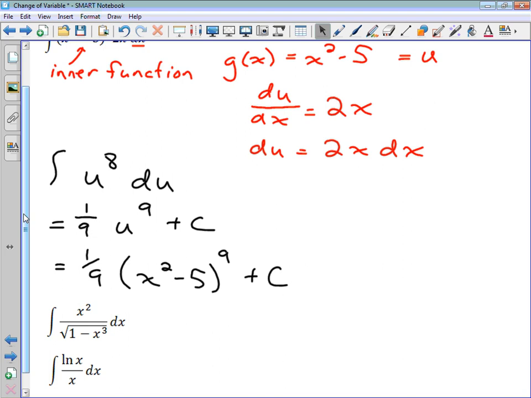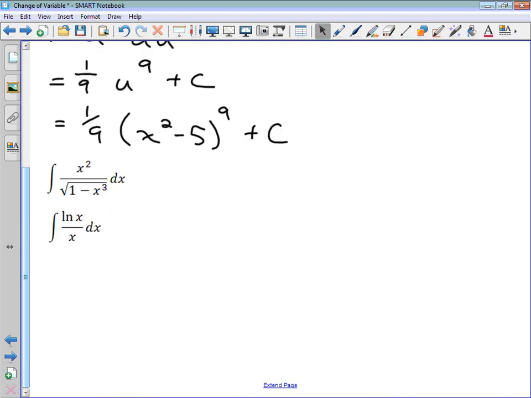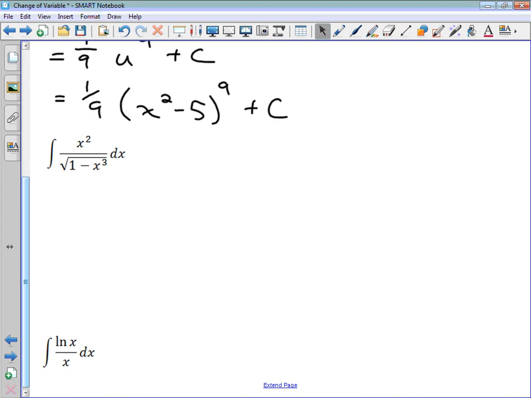So let's take a look at another example here. Okay. We've got the integral of x squared divided by the square root of 1 minus x cubed, integrating over dx. How would you approach this one here? What would you do first? What would you think, Hayun?